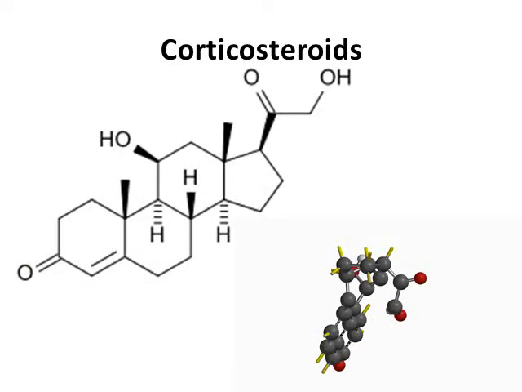All steroids have 3 six-member rings with a 5-member ring attached. Corticosteroids are depicted in this slide. On the left is the 2D structure, and to the right is the 3D molecule.